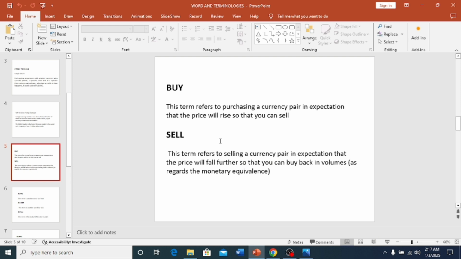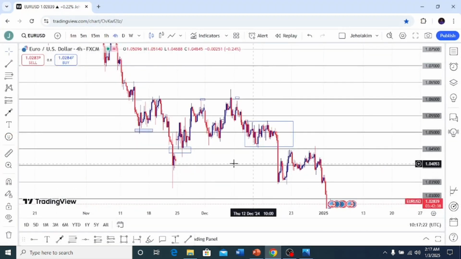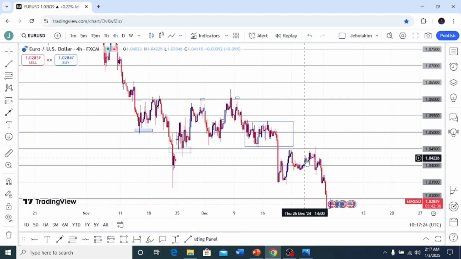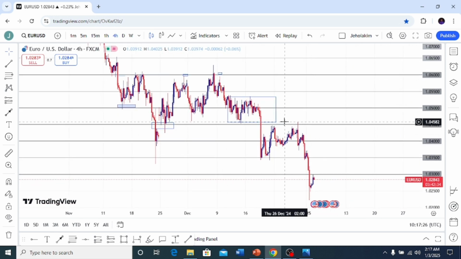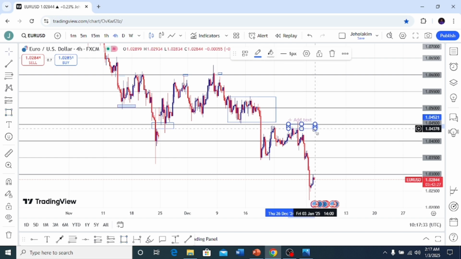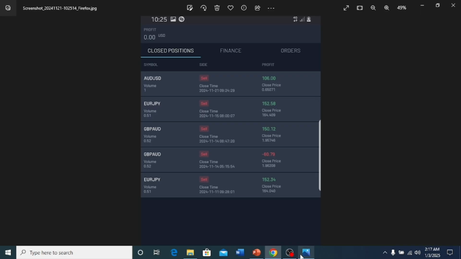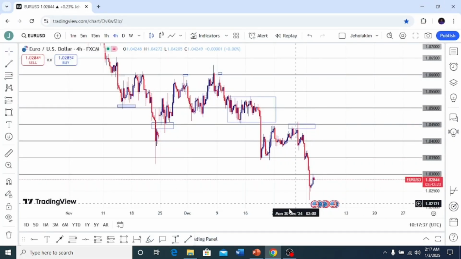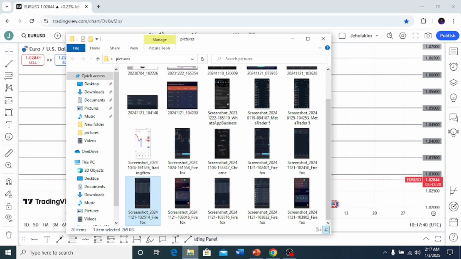Now, sell. This term refers to selling a currency pair in expectation that the price will fall further so that you can buy back in volumes as regards the monetary equivalence. Now this is simple. Don't take it too complex. This is what it means. If I come to the market and I see something like this around this zone, I will want to sell. I have a clear picture of my screenshot that I took purposely to show you. Let me go right into the picture.